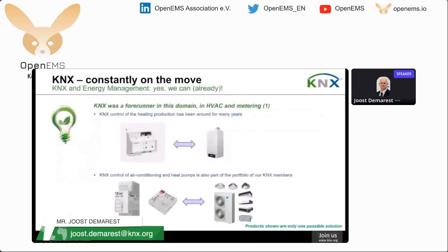Okay, well, the first question is, if it's all about energy management, does KNX help in realizing energy management applications? Well, the answer is clearly yes. KNX has been active in this domain for many, many years. I would even say for some of the applications that I will show in the next slides, KNX has already been around with these applications since the 90s.